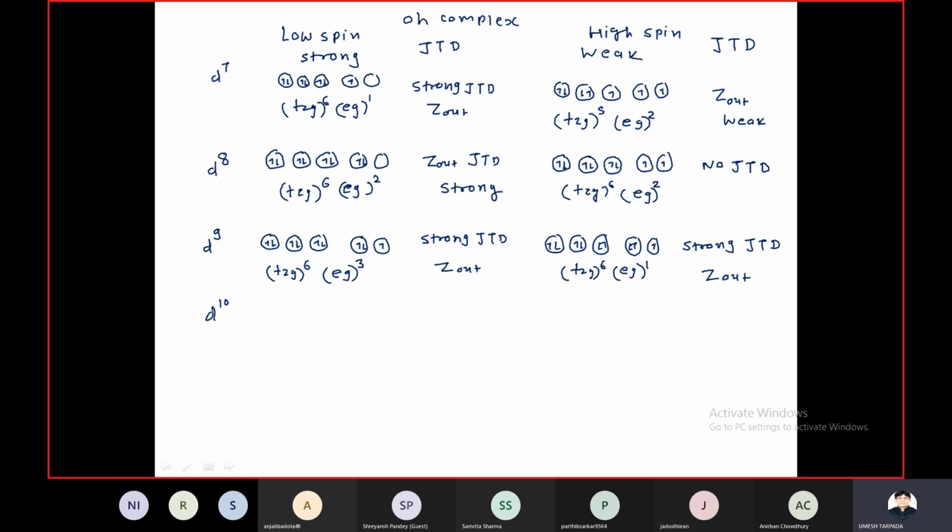In the case of d10 configuration, there is no Jahn-Teller distortion. The reason is it is symmetrically filled. Yes, both orbitals are symmetrically filled, so there is no Jahn-Teller distortion.